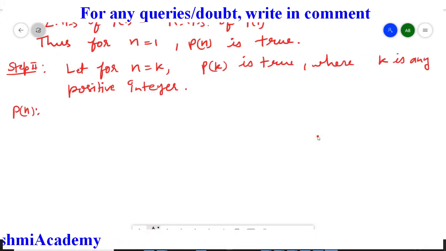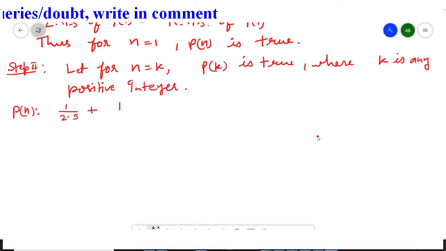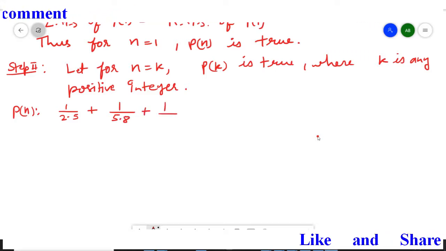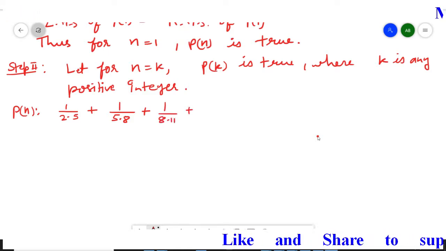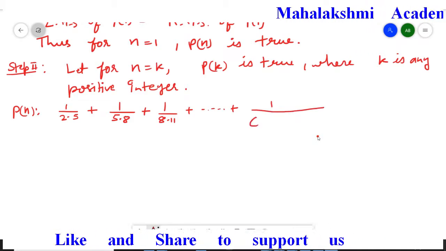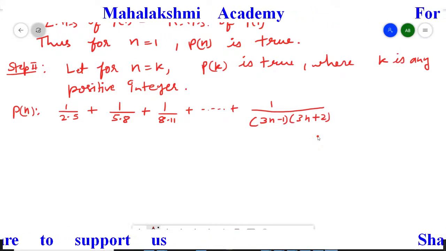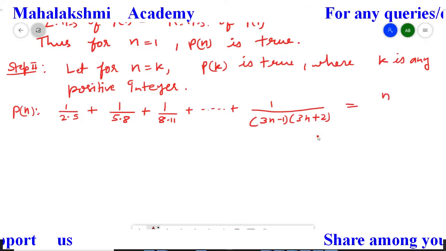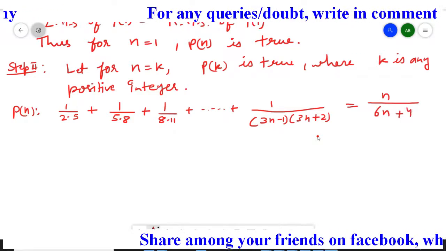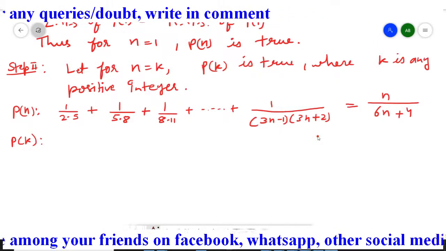So first I am writing the Pn statement from the question. The Pn statement is 1 upon 2 multiplied by 5 plus 1 upon 5 multiplied by 8 plus 1 upon 8 multiplied by 11 plus, extended up to, 1 divided by bracket 3n minus 1, then bracket 3n plus 2, is equal to n upon 6n plus 4. So this is our Pn statement. So the Pk statement is going to be the same, wherever n is there we have to replace it by k.